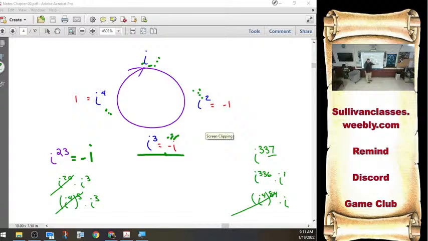The 300 doesn't matter. 1 more than 36: i to the 1st. So i to the 300 plus 36 plus 1 is 1, 1, i to the 1st. Any i to the multiple of 4 is going to be 1. You just get rid of all the others.